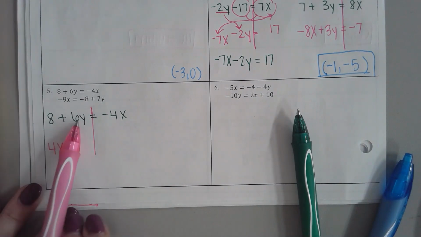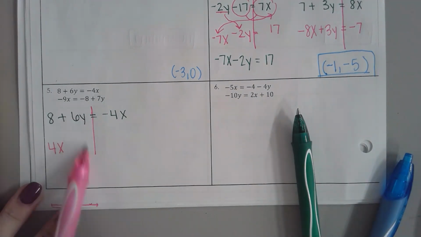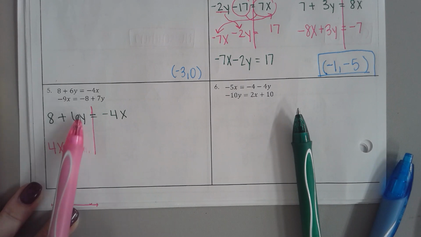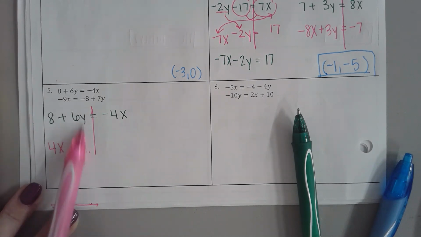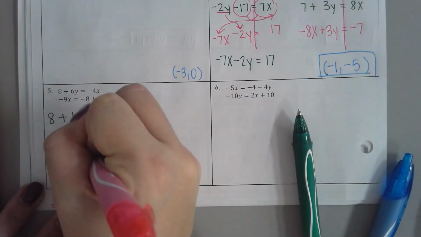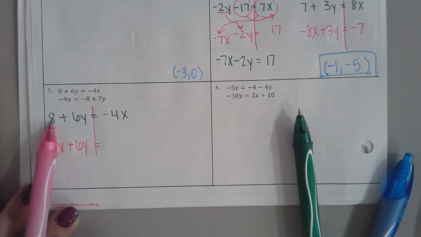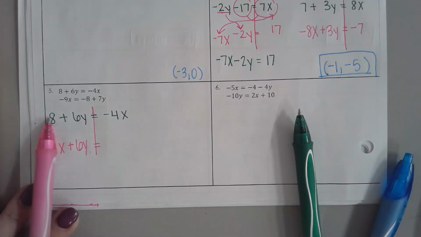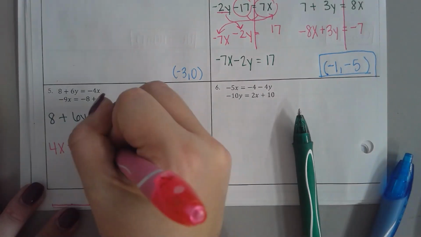To get the 6y to its spot, does it cross the line? No, it goes straight down. It's not crossing over that line. Plus 6y. To get this 8 to its spot, does it have to cross over the line? Yes, it does. So it becomes a negative 8.